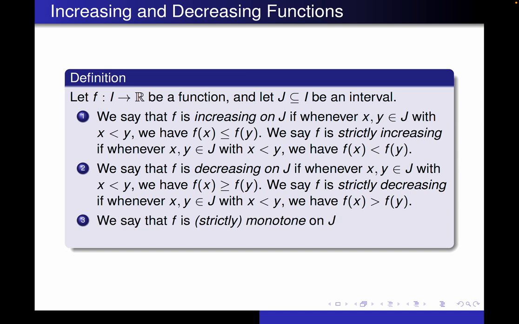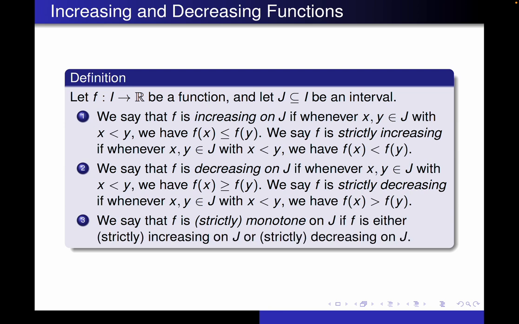And then we finally sort of combine these into one concept by saying that f is monotone on J if it is either increasing or decreasing. And we say strictly monotone if it is strictly increasing or strictly decreasing.